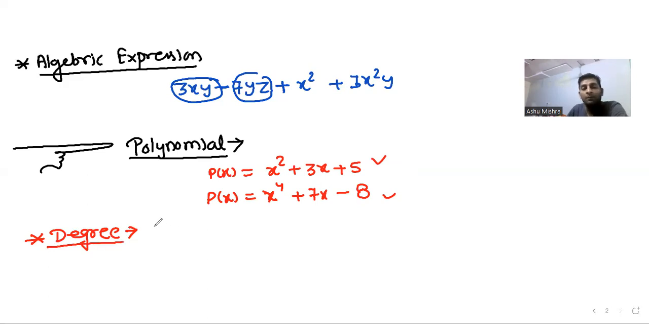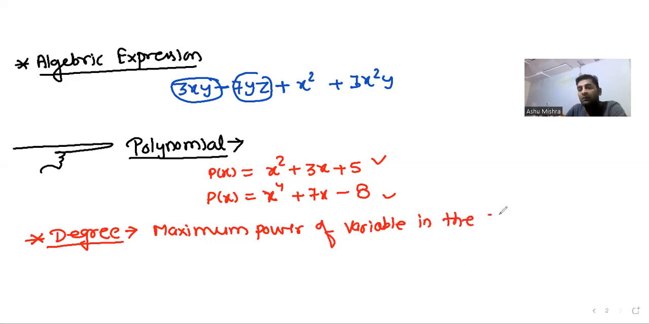Maximum power of the variable in the given polynomial. The maximum power of the variable in the given polynomial is known as the degree of that polynomial. Remember that the degree will always be a whole number. Always a whole number.